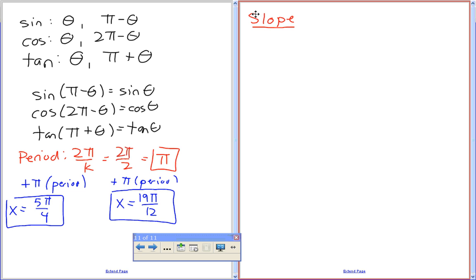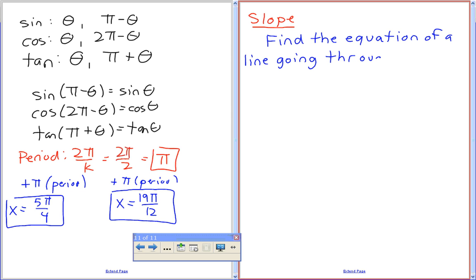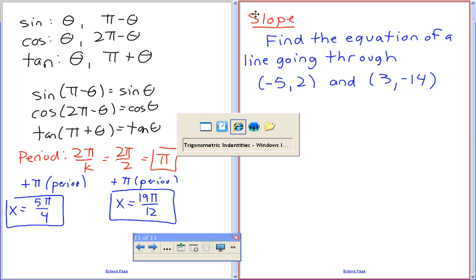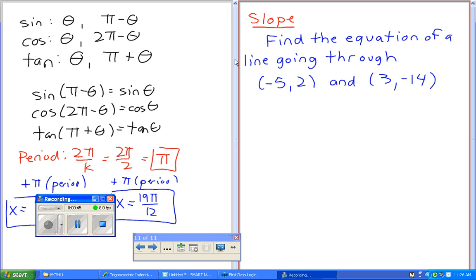Find the equation of a line. Okay, I'm going to hit pause, and you guys are going to go. Okay, that's time for me to pick on you.